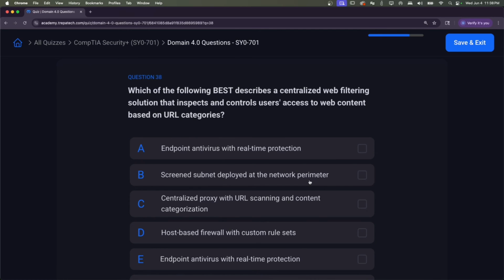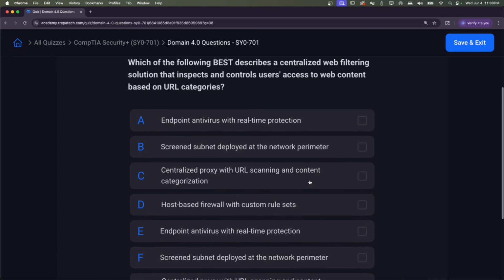Question 38. Which of the following best describes a centralized web filtering solution that inspects and controls users' access to web content based on URL categories? Okay, so we have centralized web filtering.